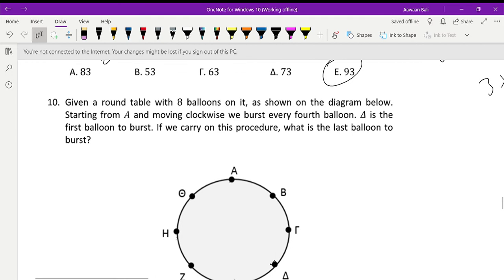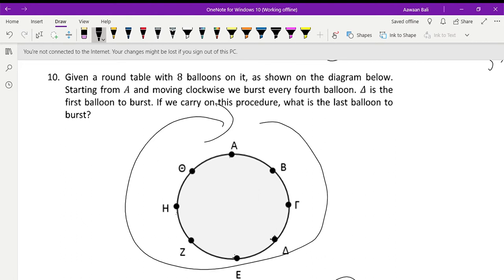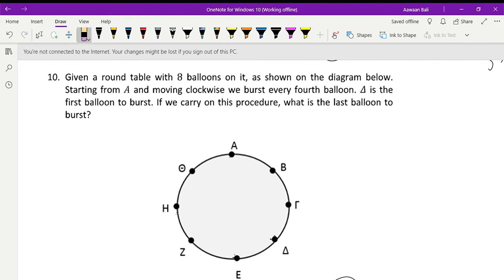Question number 10. We are given a round table with 8 balloons on it. They're marked by the Greek letters. And every 4th balloon is popped. It's moving clockwise, which means the way a clock moves. So it goes this way. Every 4th balloon must burst starting from alpha here. If we carry on this procedure, what is the last balloon to burst?